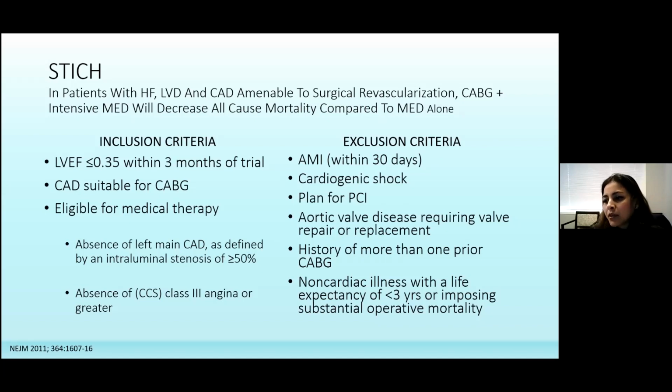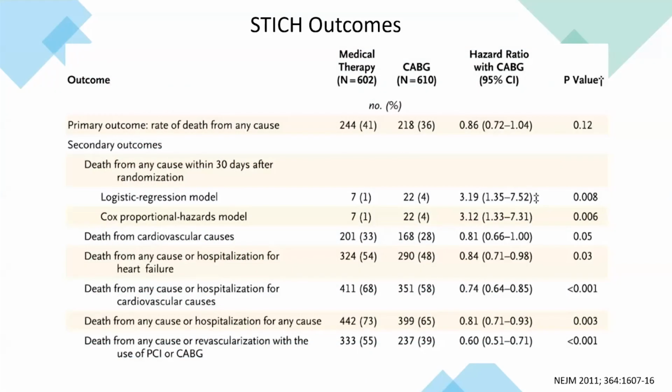So they excluded patients with left main stenosis and life-limiting angina. Their exclusion criteria are acute MI, cardiogenic shock, if the patient is already scheduled for PCI, severe aortic valve disease, history of more than one prior CABG, and non-cardiac life-limiting illness. If you look at the primary outcome, rate of death from any cause, medical therapy versus CABG, there was no difference. So they did not reach their primary outcome in 5 years of time.